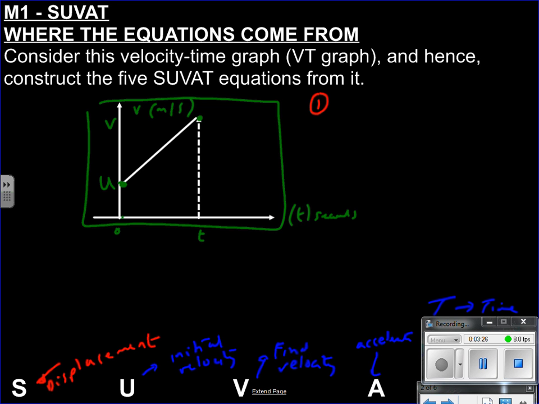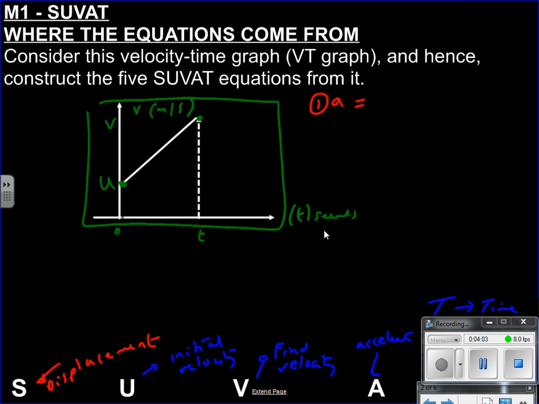So, SUVAT equation 1. We know that the gradient of a straight line is change in y over change in x, and the gradient is the rate of change. So the rate of change of velocity, as velocity changes per second, i.e. the change in velocity over change in time, dv over dt, that is acceleration. The steepness of the line is the acceleration, how quickly the velocity is increasing.